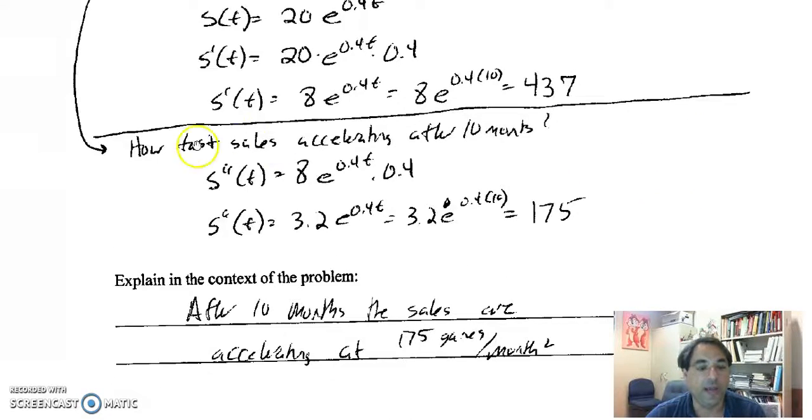Now if I want to know how it's accelerating, that would be the second derivative. So we take the derivative of the first derivative. The 8 stays in front. We rewrite e to the 0.4t. The derivative of 0.4t is 0.4. 8 times 0.4 is 3.2. 3.2e to the 0.4t, there's your acceleration function. If we plug in 10, we should get 175.